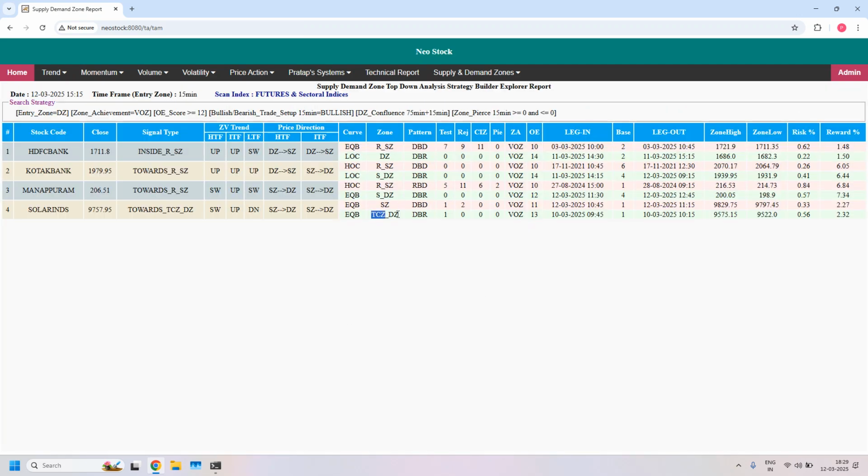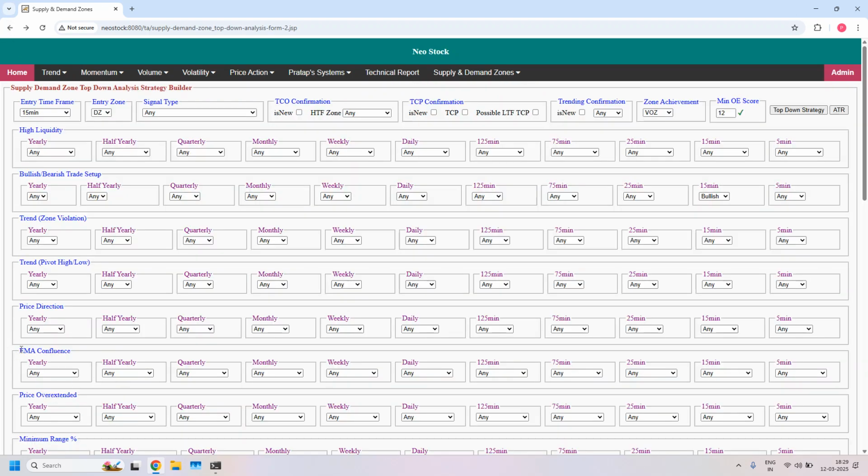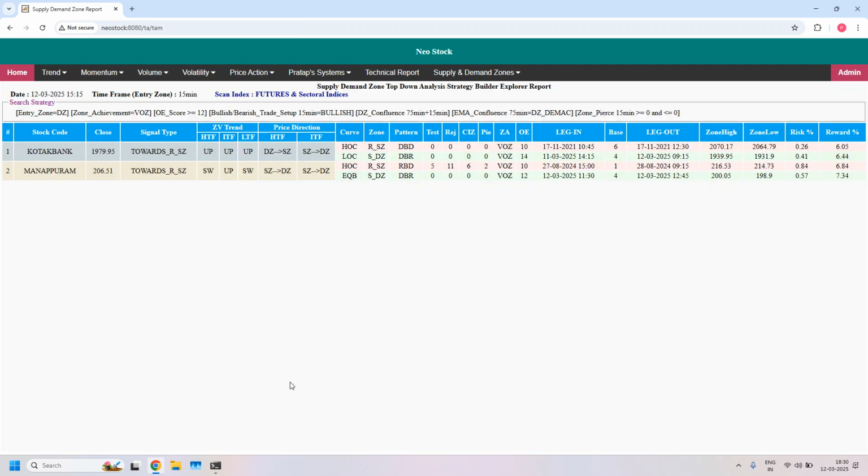That means these 15 minutes demand zones are overlapped with 75 minutes demand zone. And 75 minutes trend is up in all the 4 stocks. So if the 75 minutes demand zone is having daily EMA confluence, then these 15 minutes demand zones might be having an even higher probability to get success. Let's verify. In the EMA confluence at the 75 minutes time frame, I am selecting 75 minutes demand zone having daily EMA confluence or not. So we got 2 stocks. So these 2 stocks might be having an even higher probability to get success.